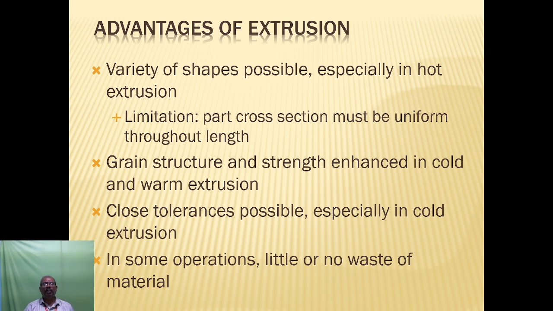The advantages of extrusion: a variety of shapes is possible, especially in hot extrusion. A number of varied shapes can be produced from this extrusion. The limitation is that the part cross section must be uniform throughout the length. The grain structure and strength are enhanced in cold and warm extrusion. Close tolerances are possible, especially in cold extrusion. In some operations, there is little or no waste of material.